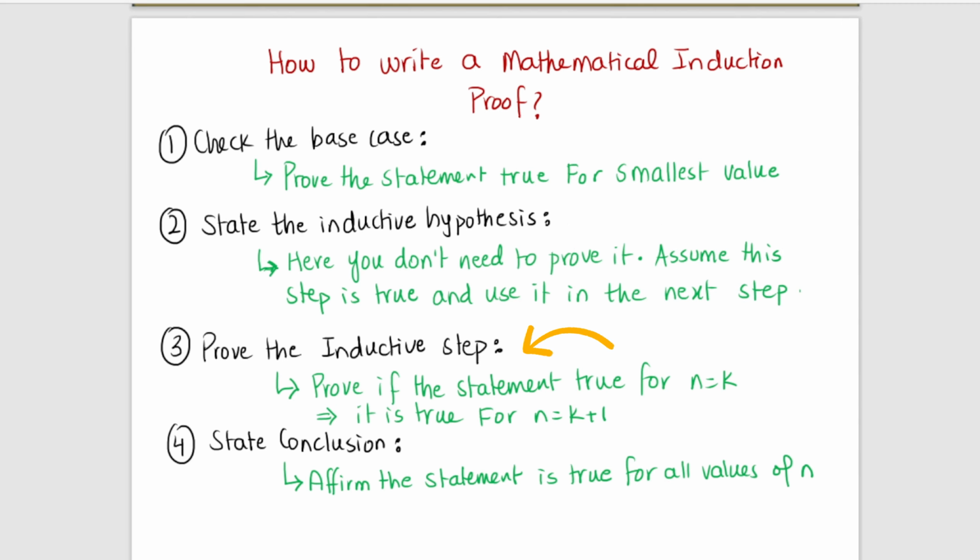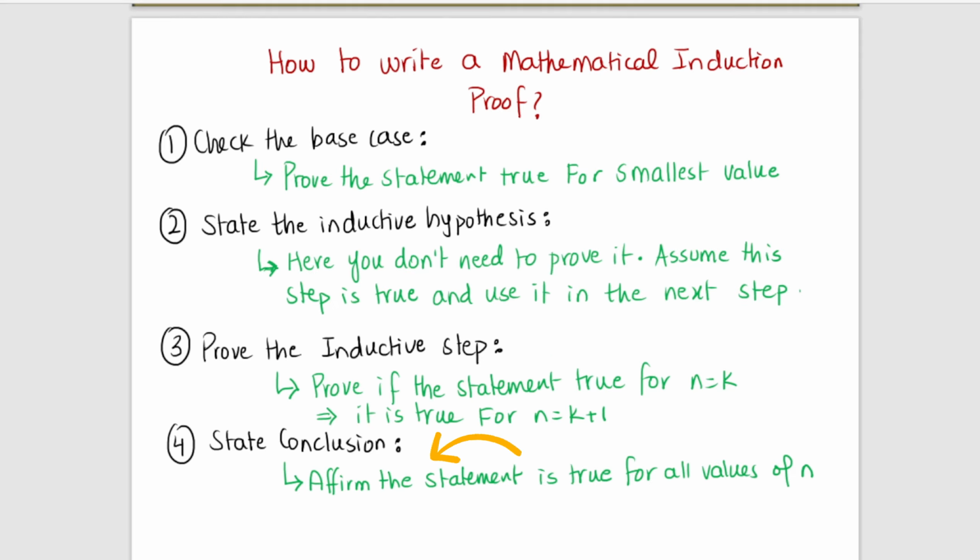Third step, here we need to prove, and most of the work happens here. So we need to prove if the statement is true for n equals k, and that's what we assumed, then it is true for n equals k plus 1.